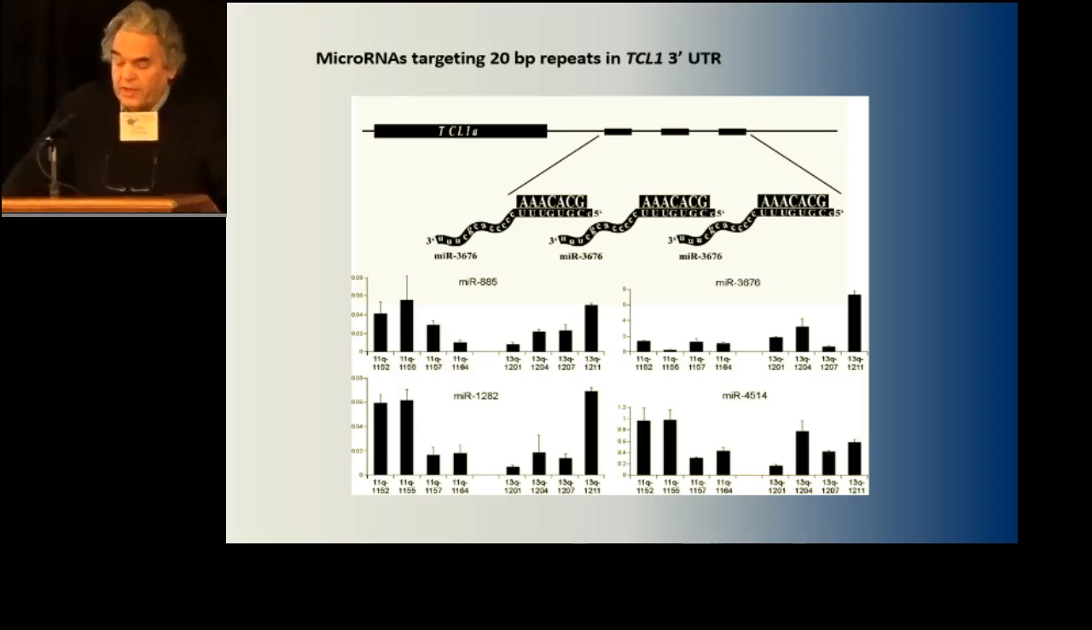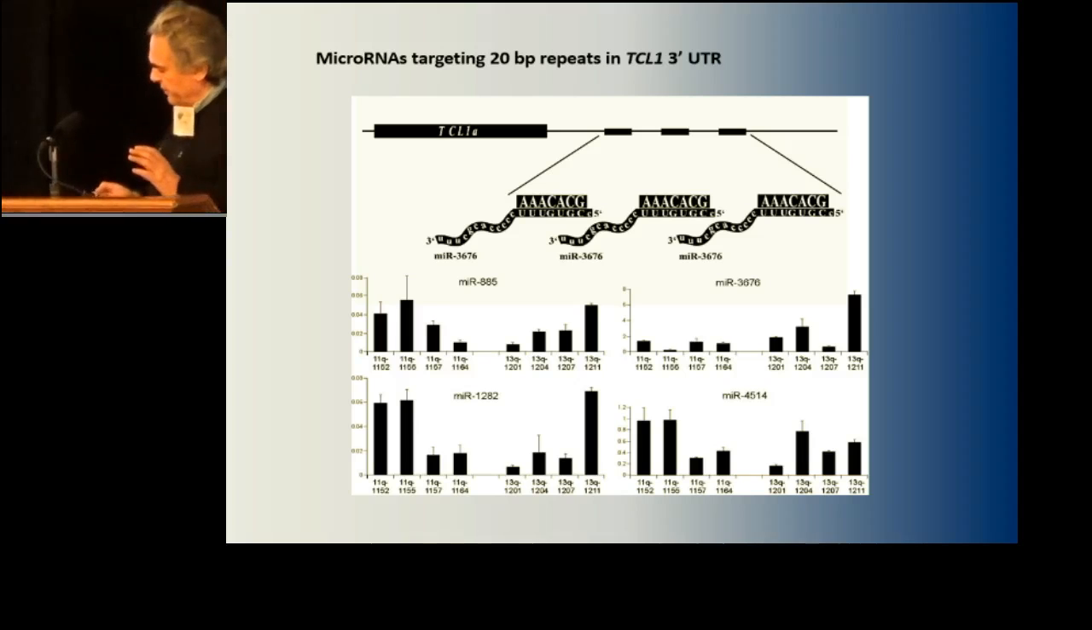More recently, what we did was to focus on the 3' untranslated region of TCL1. In the 3' untranslated region of TCL1, we found a repeat of 28 nucleotides which are duplicated. You see three copies of them. And this is due to duplication.